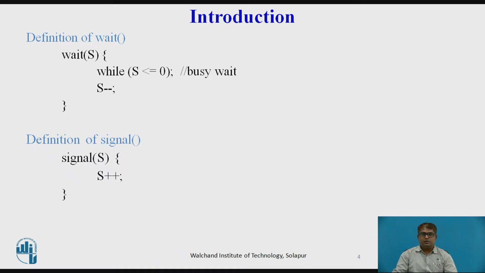The operating system often distinguishes between counting and binary semaphores. The value of a counting semaphore can range over an unrestricted domain. The value of a binary semaphore can range only between 0 and 1. Therefore, binary semaphores behave similarly to mutex locks. In fact, on systems that do not provide mutex locks, binary semaphores can be used instead for providing mutual exclusion.